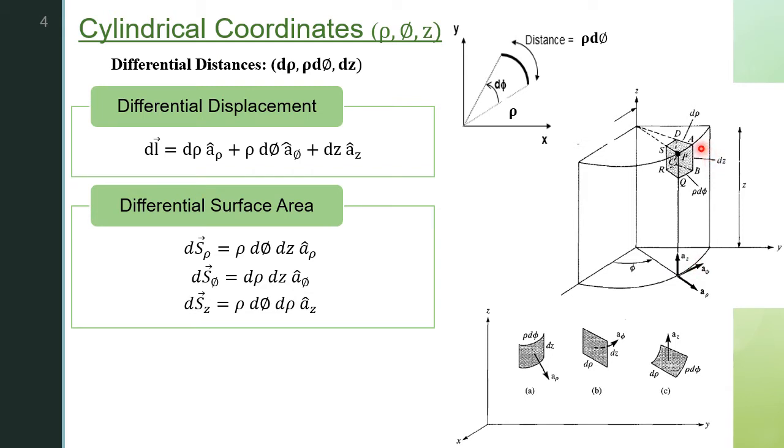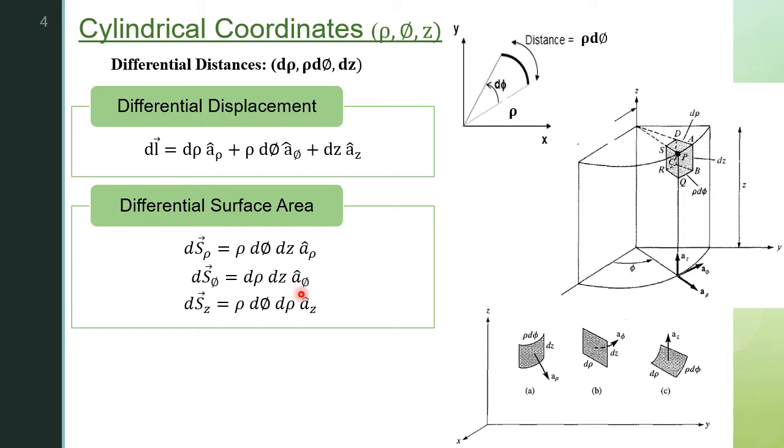So you need to find the area of the face ABCD. When you consider ABCD, the sides are d rho and dz. So the area is d rho dz a phi cap.